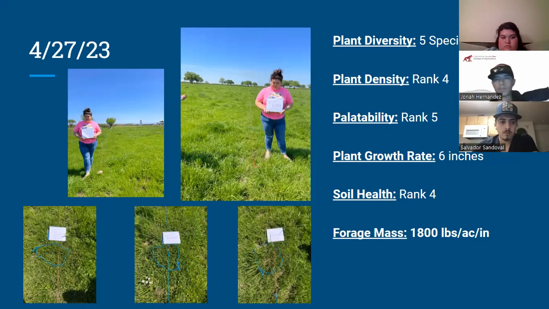For 4-27, as you can see, the plants are continuing to grow without the grazing of the cattle. So we have a plant diversity of 5 species. We ranked the plant density of 4, the palatability of 5. The plant growth rate did increase a few inches, so we did 6 inches of average height. The soil health, we ranked it as a 4, just because there's still a few spots that didn't have the best of growth. And then for the forage mass, we had 1,800 pounds per acre per inch.